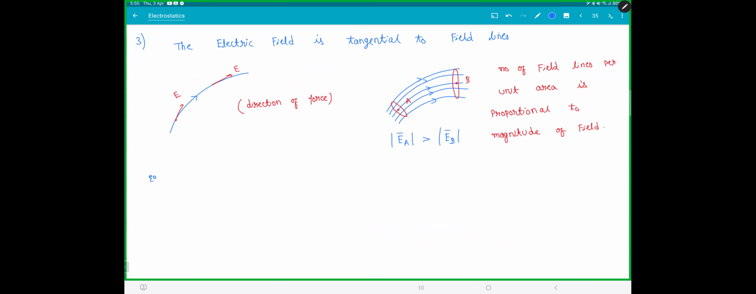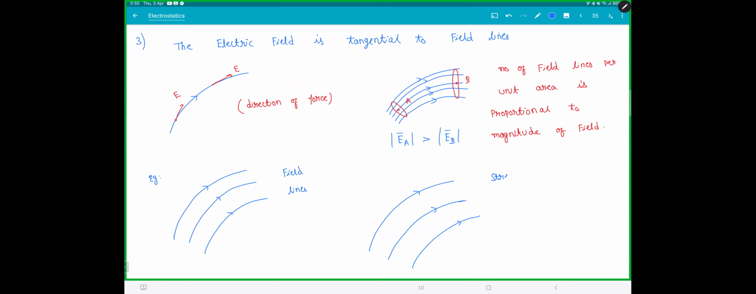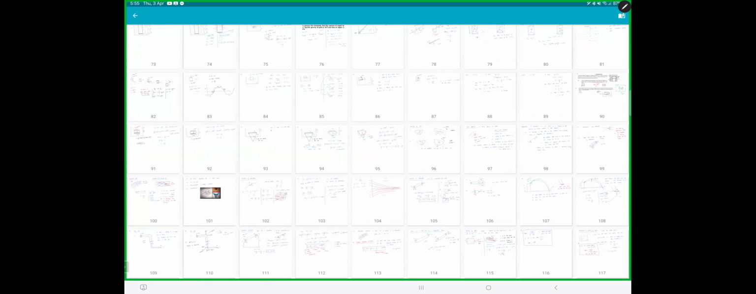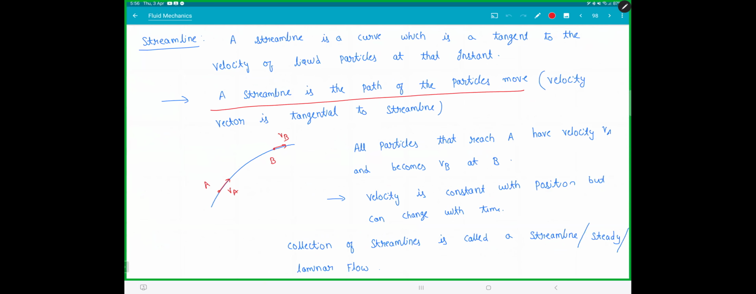So for example, think of it like this. Let's say we have a bunch of field lines. These are streamlines. You kept a particle here. You kept a particle here. Let's say charge Q. What happens? Let's go back to the definition of a streamline. What is the definition of a streamline? If anyone remembers how we defined a streamline, look at this. A streamline is the path the particles move along.